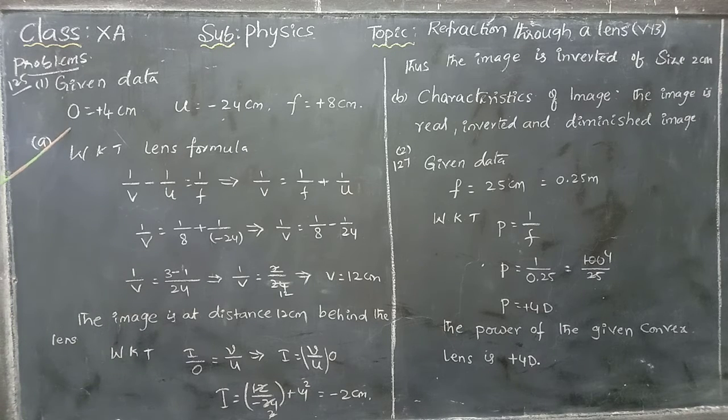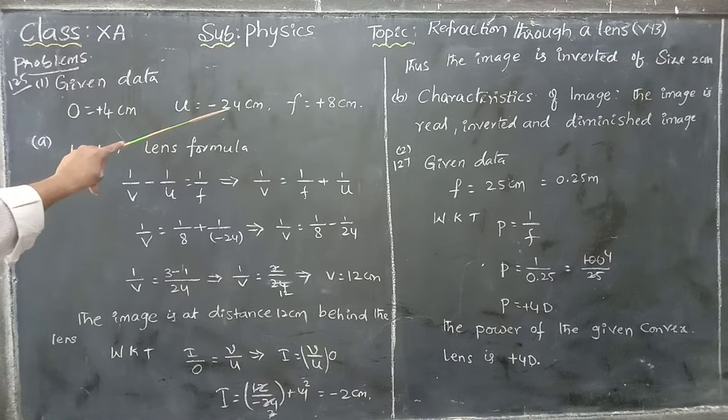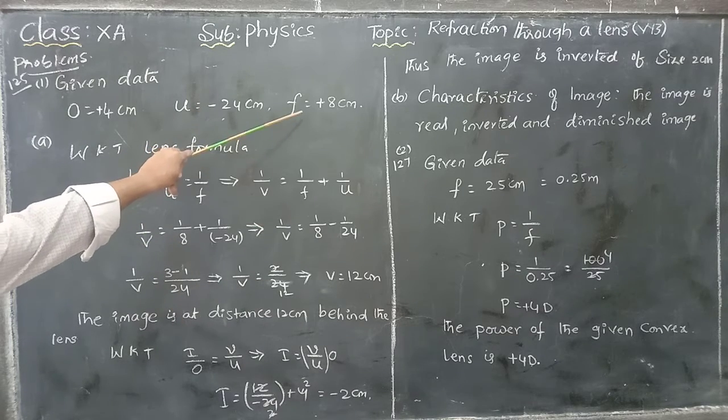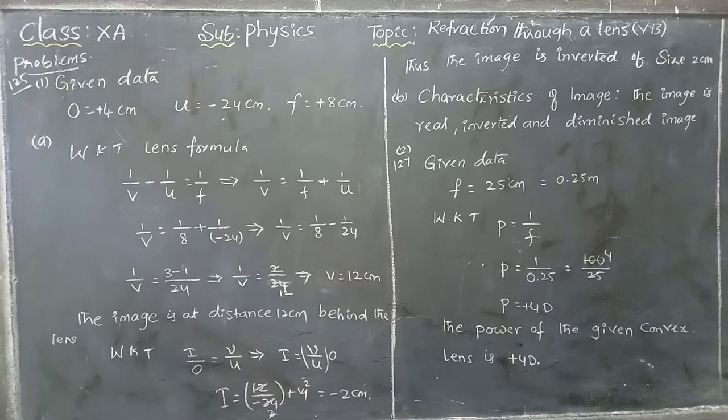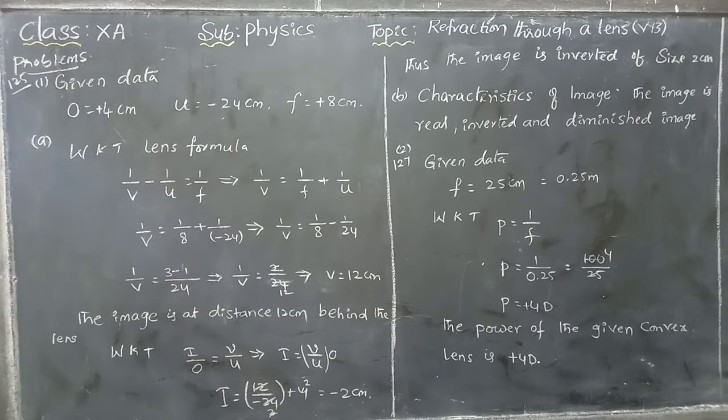So the object size is 4 cm, plus means above the principal axis. Next, U is the distance from the optical center, 24 cm. It is always on the left hand side, so it is negative. Next, for a convex lens the focal length is always positive. By using that we should calculate the position of the image, the size of the image and the characteristics. We know the lens formula: 1 by V minus 1 by U equals 1 by F.